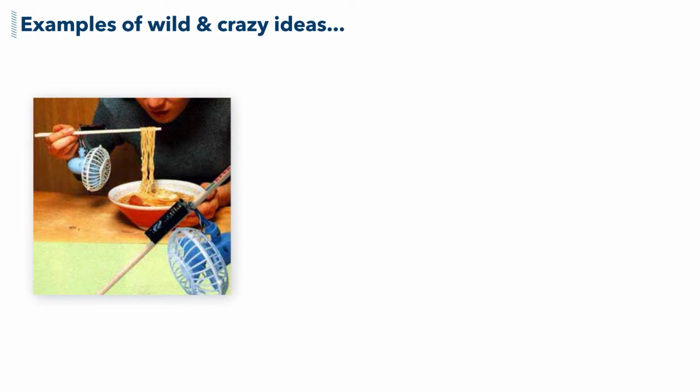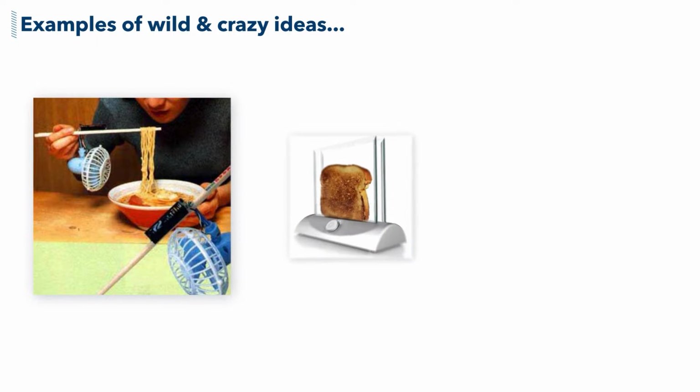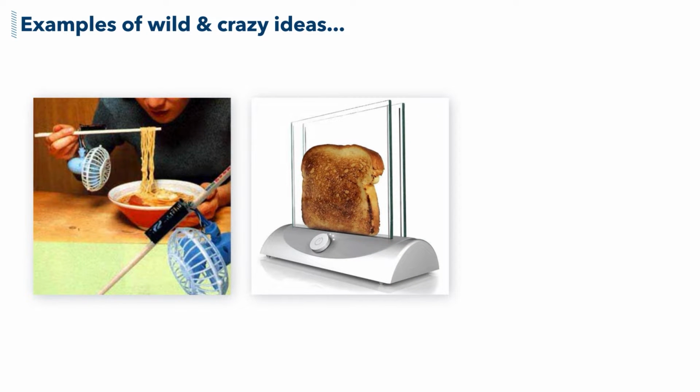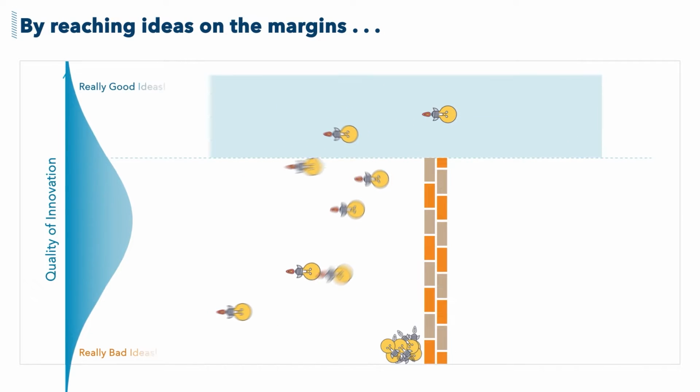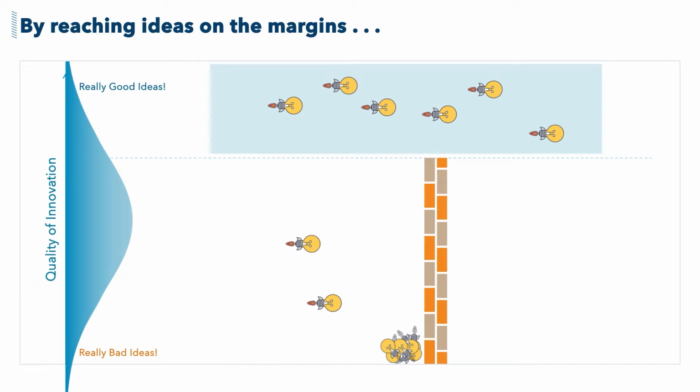Here are some examples of wild and crazy ideas. For instance, a pair of chopsticks with a built-in fan. Eating noodles has never been as innovative. How about a clear bread toaster? You could prepare your morning toast like never before. Or butter in a stick will save you from having to wash your utensils. By generating ideas on the margins, you will come up with both really good ideas and really bad ideas. However, it should help to increase the overall number of good ideas.